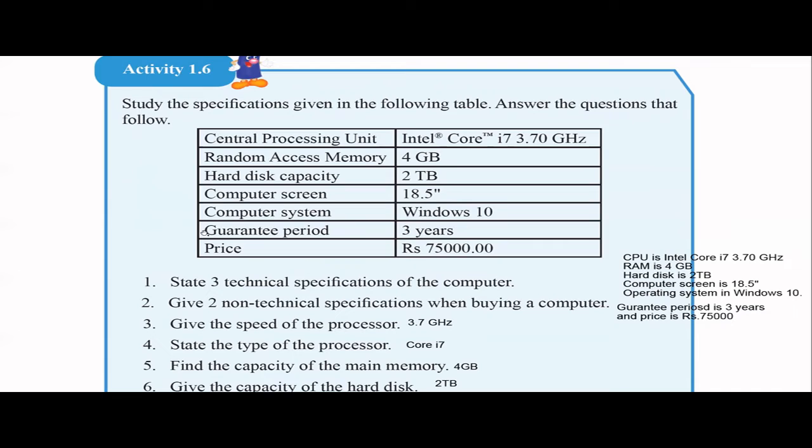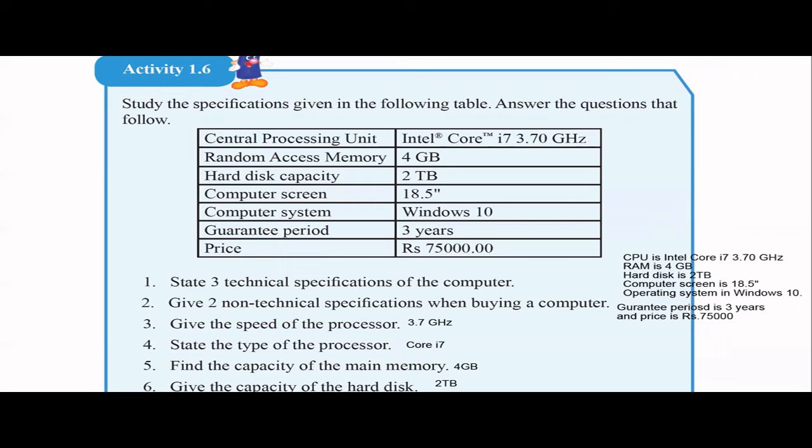Then they're asking what is the speed of the processor. Speed is the CPU. Here, what is the speed? 3.7 gigahertz. Please write the units. Don't just write 3.7. That answer is wrong because without the unit, you cannot compare. So remember, even in maths, even in science, you have to write the measuring units. Otherwise, there's no actual answer.